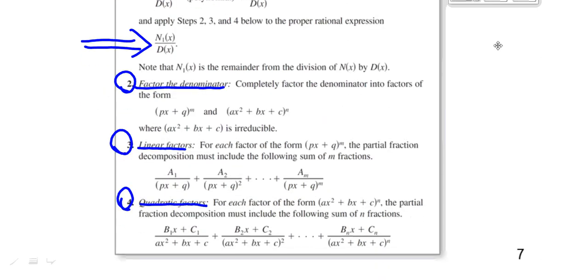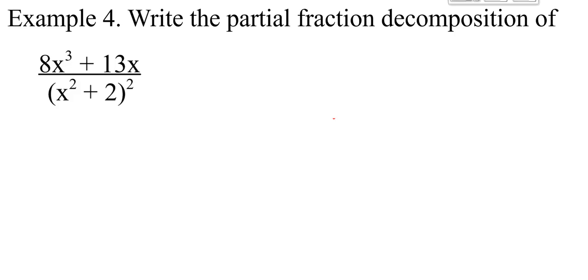Now, let's move on and try another one of these. So here's our next one. You let me know if you want to try this, or try parts of this, or what you want to do. Otherwise, I'm just going to start working through the problem. So this is: write the partial fraction decomposition of 8x to the third plus 13x all over x squared plus 2 in parentheses squared.